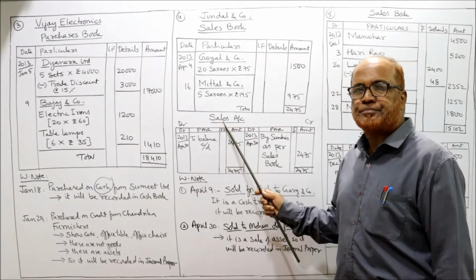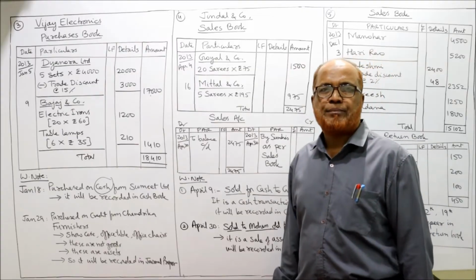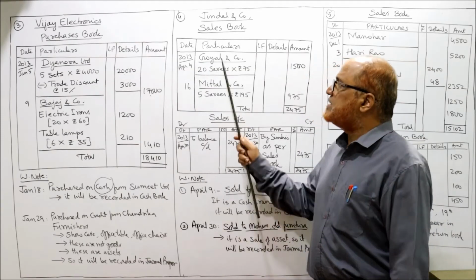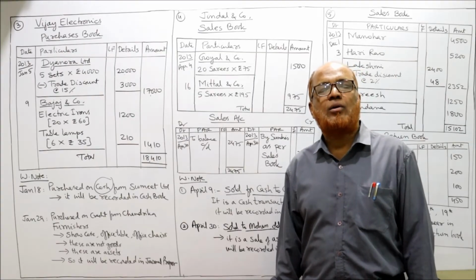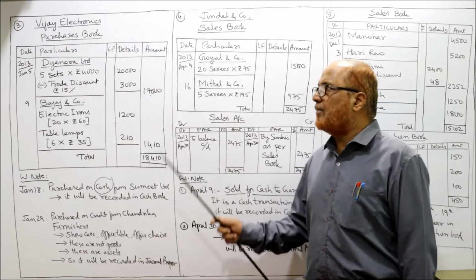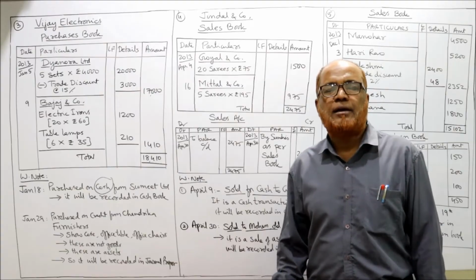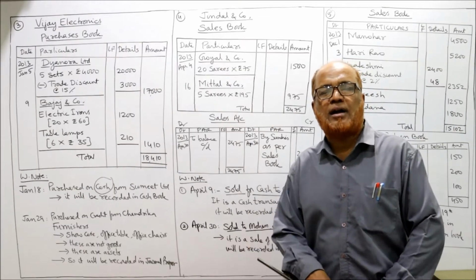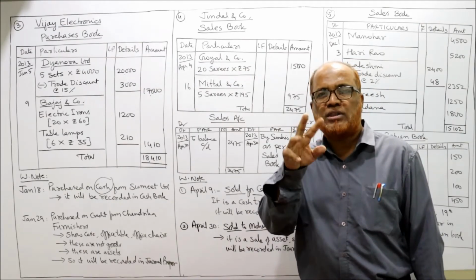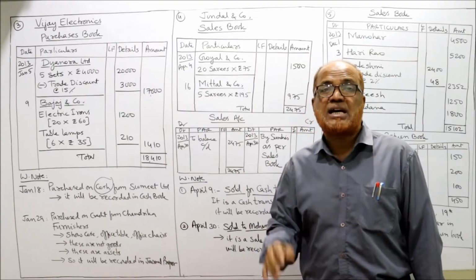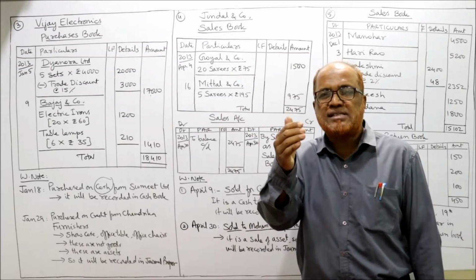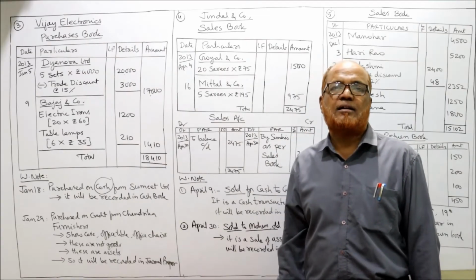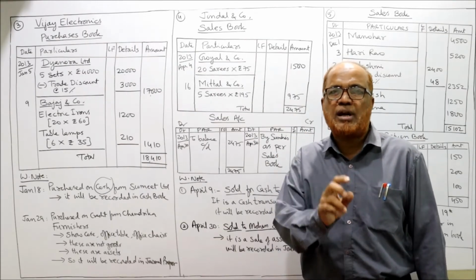Sales account. Now we have to make the posting into the sales account. When we sell the goods to Goyal and Company, the entry is Goyal and Company account debtor to sales. When we sell the goods to Mittal and Company, Mittal and Company account debtor to sales. That means in both cases, the sales account is credited. The customer account is debited and the sales account will be credited. So always the sales account will show a credit balance.